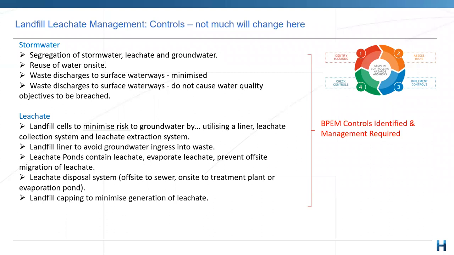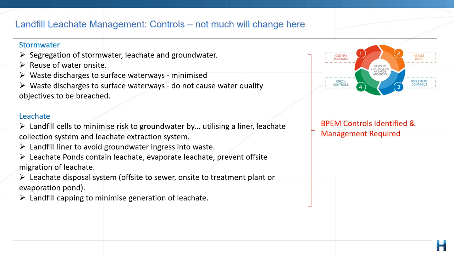With respect to stormwater, we try to make sure we segregate the stormwater, the leachate and the groundwater. We try to reuse it on site where it's practicable. We try to minimise any discharges to surface waters, and we try to prevent waste discharges to surface waterways so we don't affect their water quality. In terms of leachate itself, we need to have landfill cells to minimise the risk to groundwater by utilising a liner, a leachate collection system, and a leachate extraction system. We'll talk about some examples of that soon. We also need a liner to avoid groundwater ingress into waste. You can have situations where that occurs.